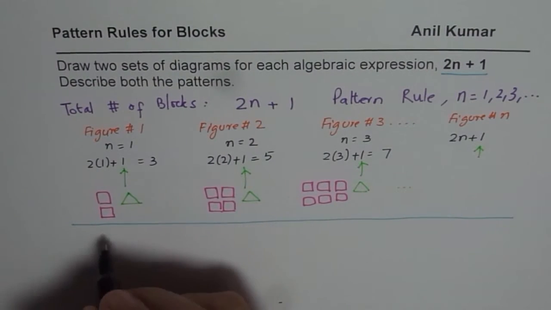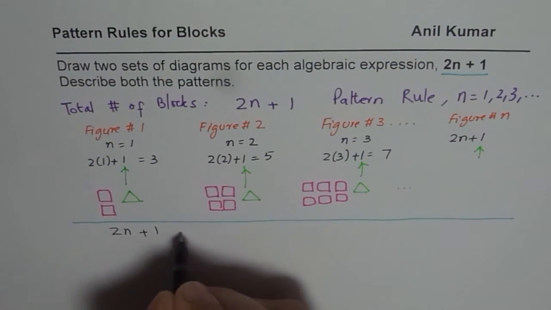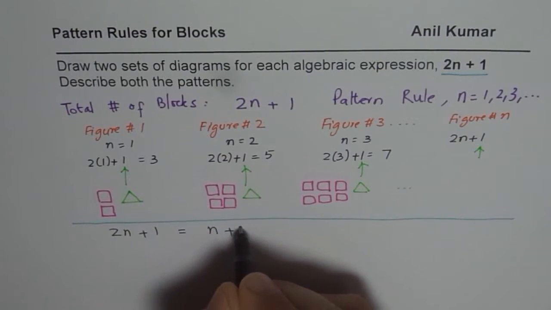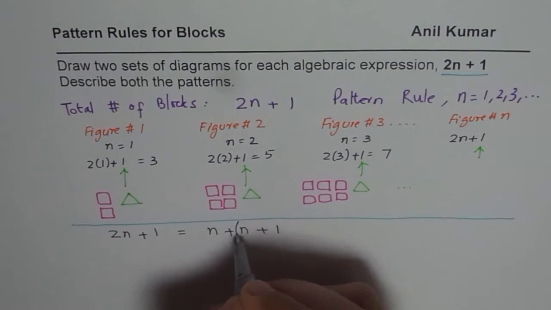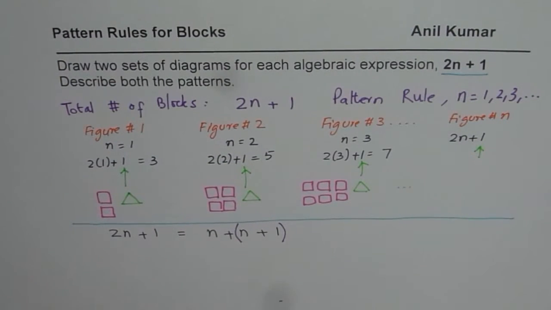So 2n plus 1 means there are n plus n plus 1. Do you see that? So what I could do here is that I could combine these two, correct, and leave n aside. So I can make a different combination. Do you get the idea? So if I do that, then in that case, I'm making one block which is of n and the other n plus 1. Do you get the idea?